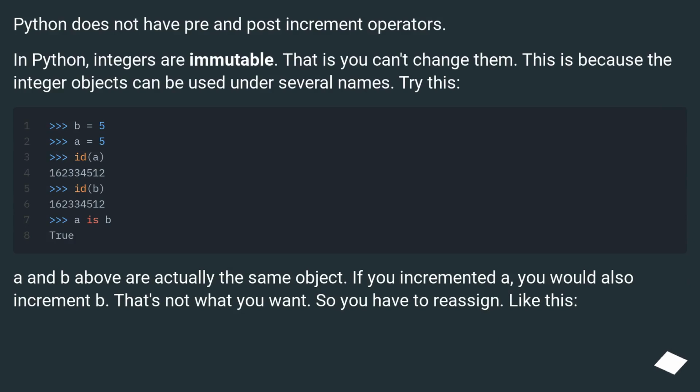Python does not have pre- and post-increment operators. In Python, integers are immutable. That is, you can't change them. This is because the integer objects can be used under several names. Try this. A and B above are actually the same object. If you incremented A, you would also increment B. That's not what you want. So you have to reassign. Like this.